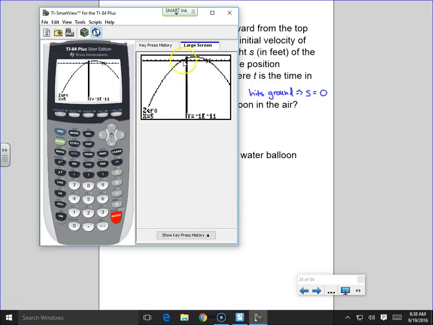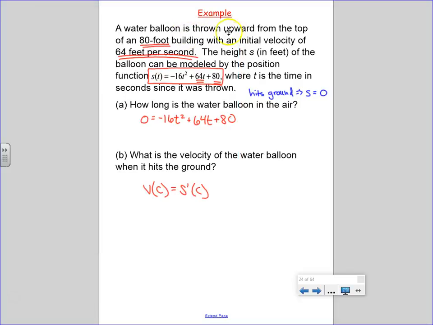That doesn't make sense. Wait, why at 0 is this thing starting up in the air? Did you throw it up? It's starting 80 feet up. Does that make sense? So, solving from my calculator, how long is it in the air? T equals 5 seconds. Okay, letter B. What is the velocity? Why am I not using S of B minus S of A all over B minus A?